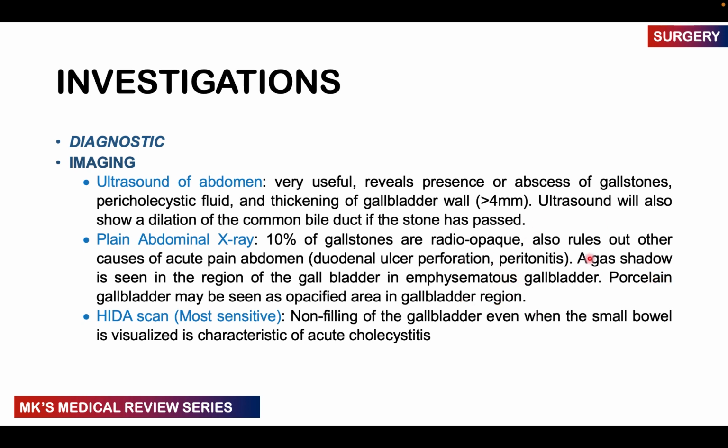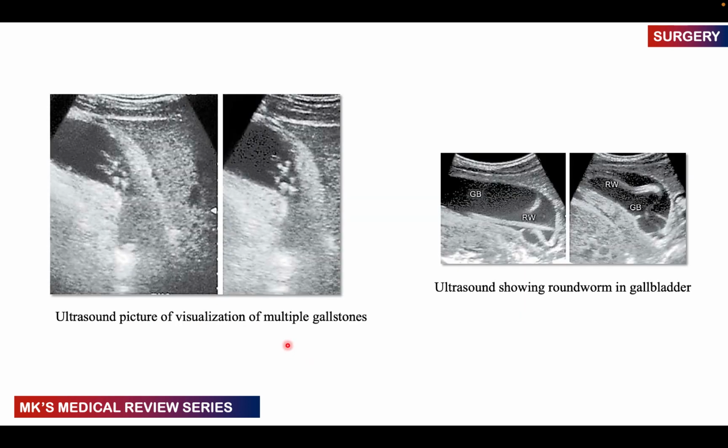And you may sometimes see a porcelain gallbladder, which may be seen as an opacified area in the gallbladder region. You may sometimes do a HIDA scan, which is the most sensitive, where there's going to be non-filling of the gallbladder, even when the small bowel is visualized, and this is very characteristic of an acute cholecystitis.